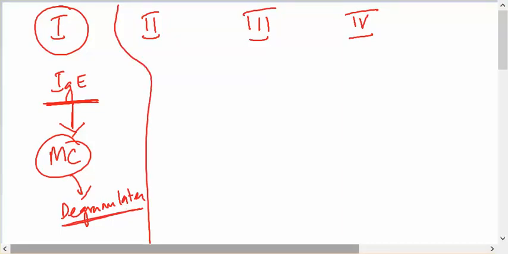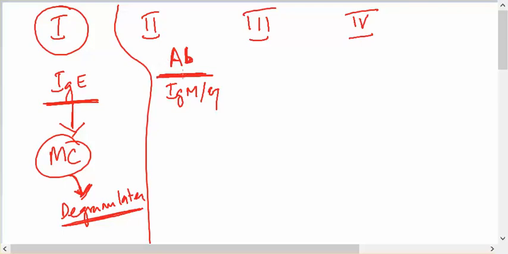And type 2 is an antibody mediated reaction. The antibodies mostly involved are IgM and IgG, right? Now this antibody goes to the specific antigen. For example, this antigen is in the glomeruli.